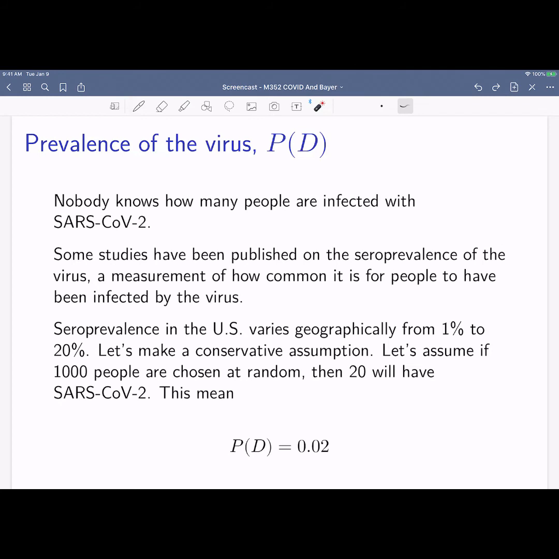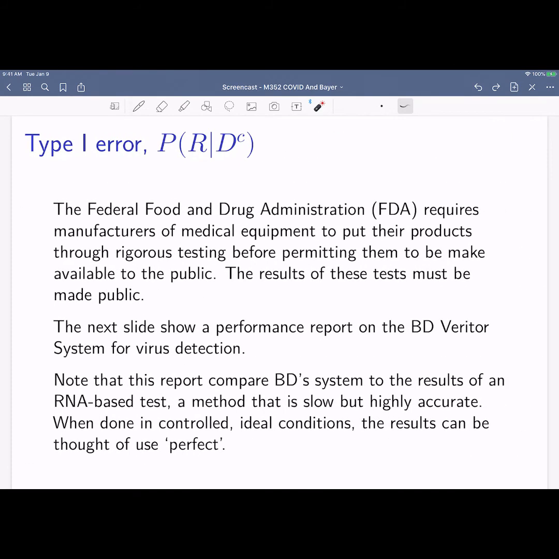That means that if we choose 1,000 people at random from our population, whatever that is, let's assume that 20 are going to have the virus. So we've got a 2% probability that a person has the virus. When I talk about sensitivity analysis, we'll see what happens if I change that number. But for now, let's assume it's 2%. That's pretty conservative.